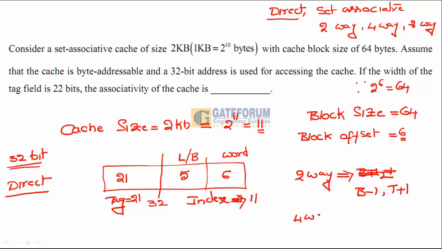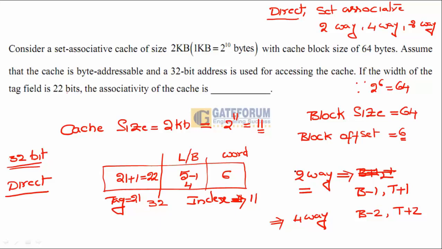When it comes to four-way set associativity, it will become block equal to block minus 2, tag equal to tag plus 2. But we don't need to practice four-way because the total number of tag bits in the question is 22. So in two-way set associativity, if we subtract 1 from block, it becomes 5 minus 1, which is equal to 4. And the same 1 added to the tag field makes it 22, which is the case of two-way set associativity. So the associativity given in the question is two-way.